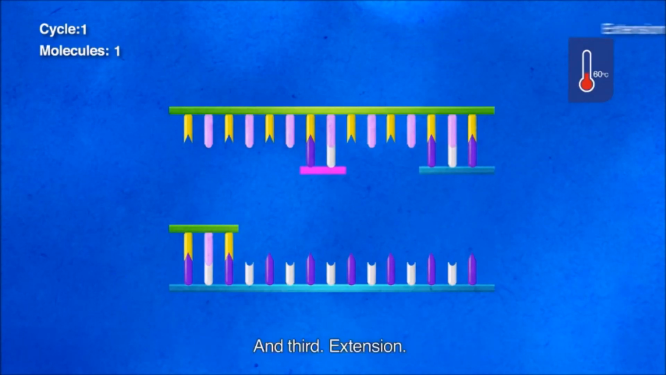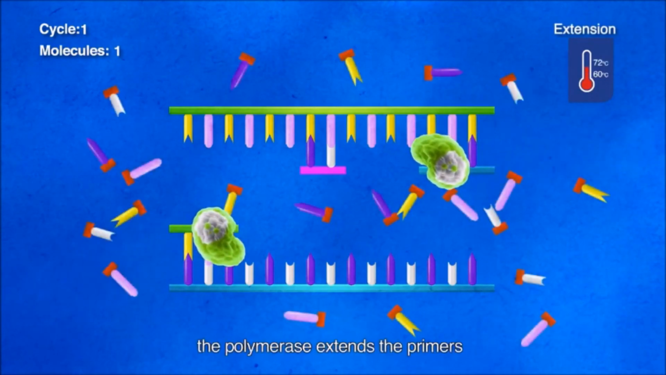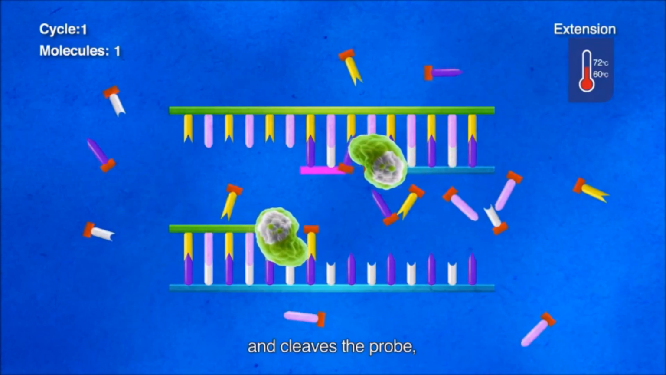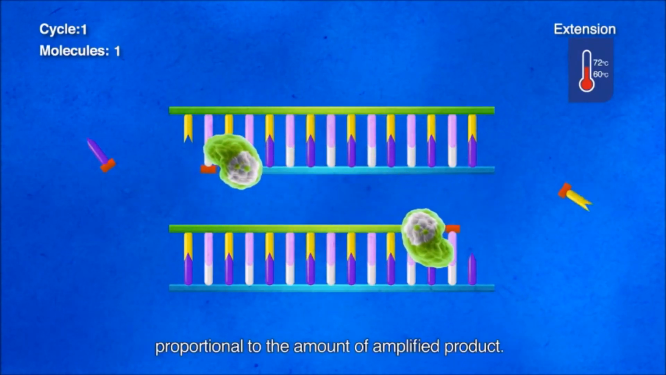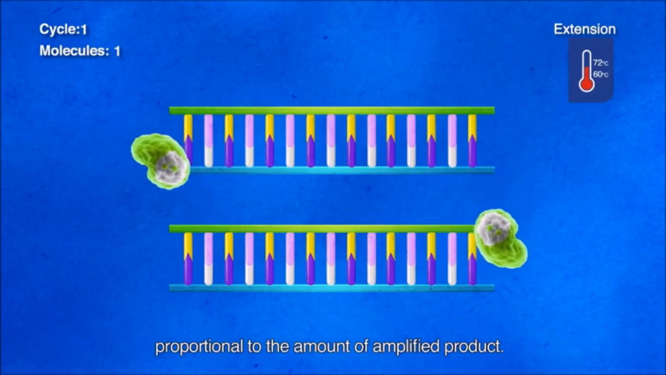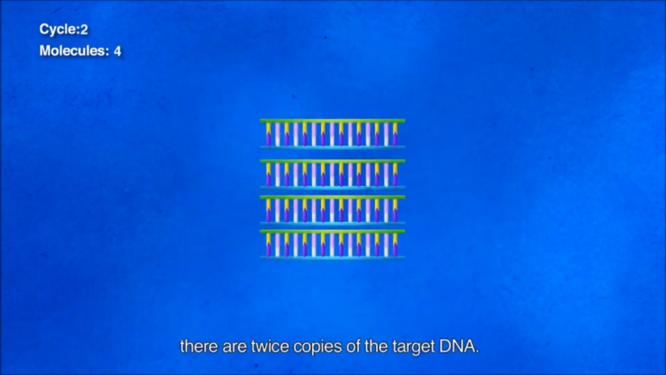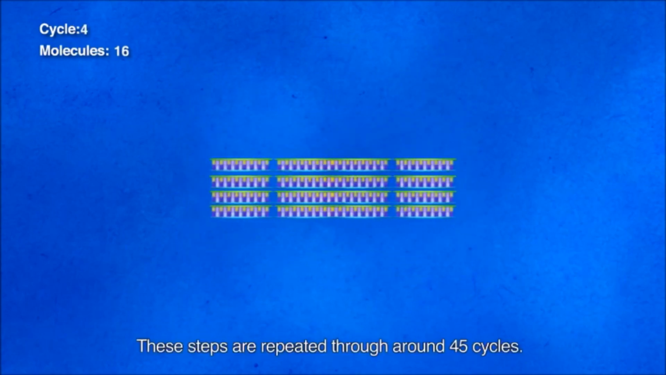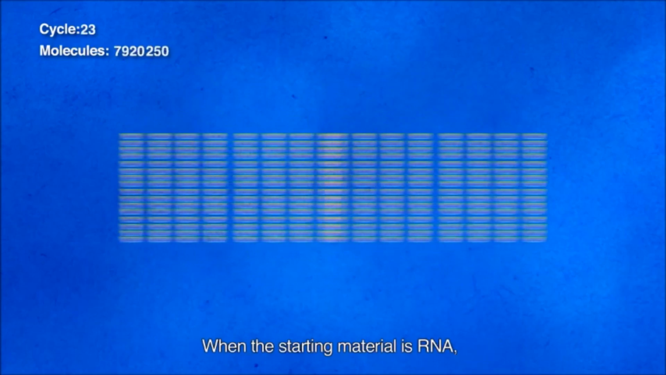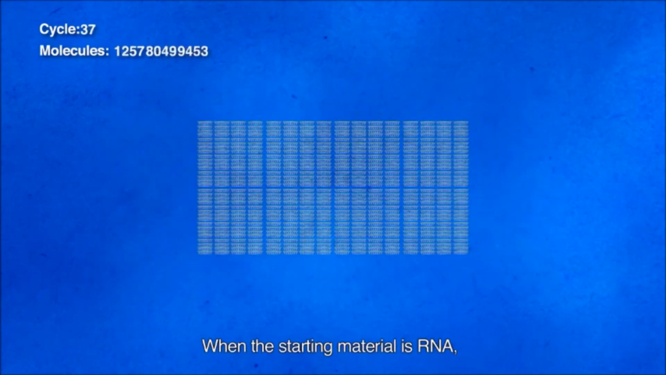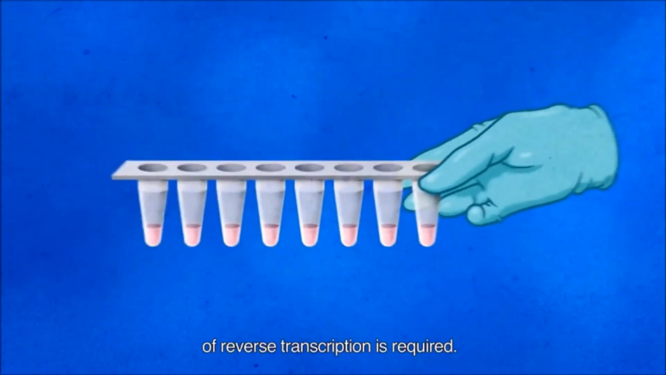And third, extension. Between 60 and 72 degrees, the polymerase extends the primers and cleaves the probe, which generates an increase in the fluorescence signal proportional to the amount of amplified product. After one cycle of PCR, there are twice copies of the target DNA. These steps are repeated through around 45 cycles. When the starting material is RNA, one first additional cycle of reverse transcription is required.